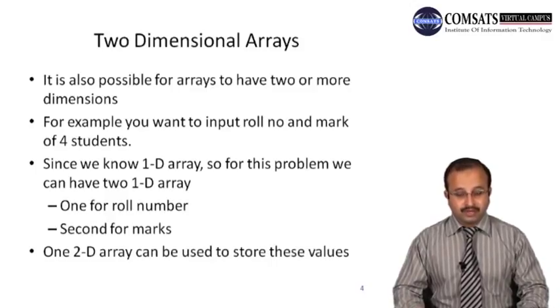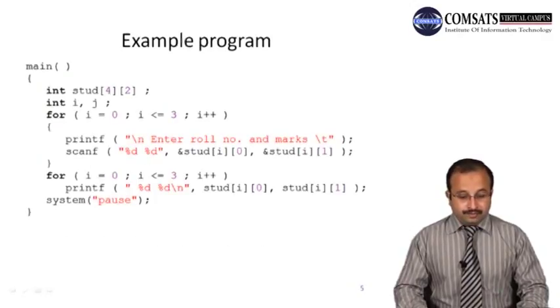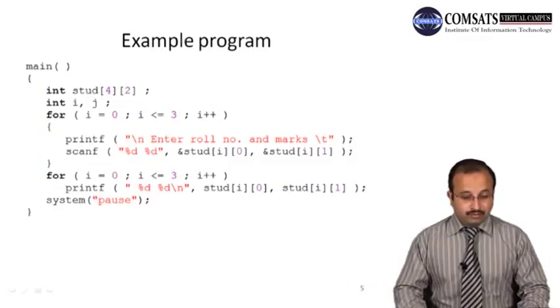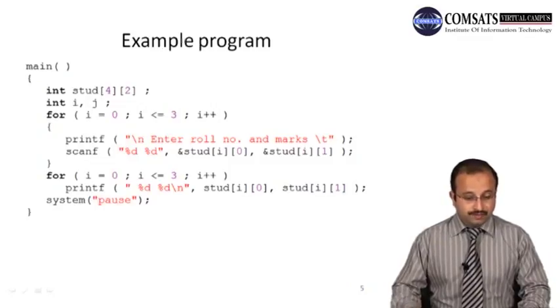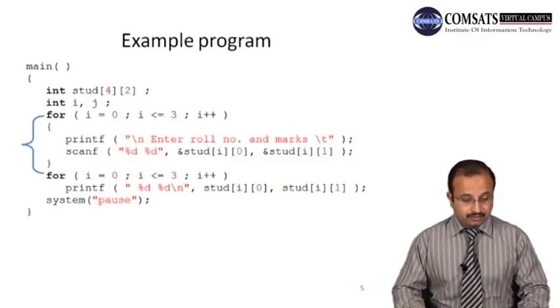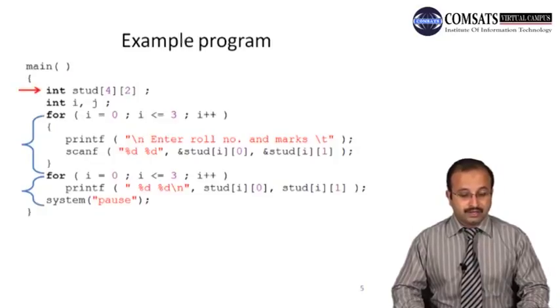उसकी दो dimensions होंगी, x and y, right? So this is a small program using a two-dimensional array. Here you can see that there are two parts of the program, the first for loop and the second for loop. The first for loop is used to take input from the user, and the second for loop is just displaying those input values. The first statement is the declaration where we are declaring a two-dimensional array.